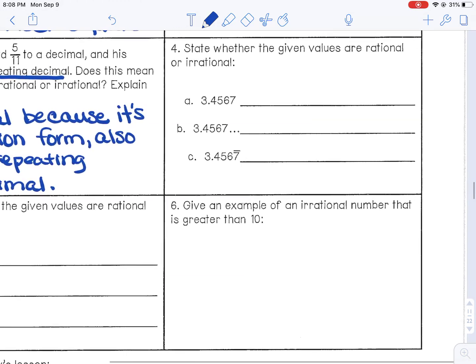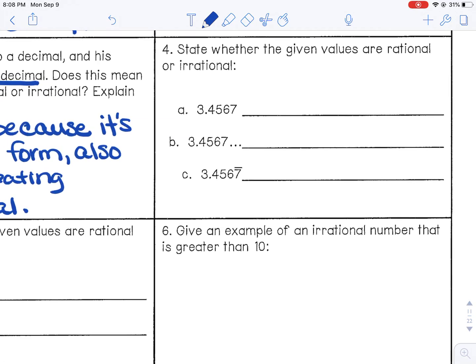Number 4, I love this question. It's probably my favorite on the whole homework because all of these numbers are exactly the same except for each one has a little bit of a difference. We have to determine whether they're rational or irrational. So for A, we have 3.4567. That is a terminating decimal because after the 7, there's nothing else. So terminating decimals are rational.